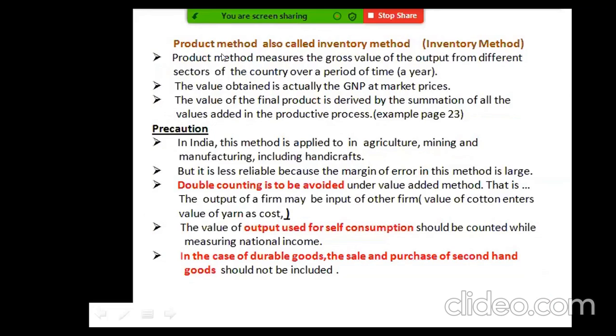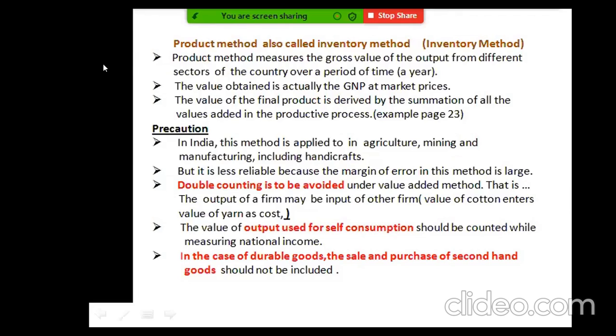Mind this, first one is the product method. It's also called the inventory method. Inventory means something creating new. The producer is also called a changing agent of the society. That means he produces goods for future demand. Out of his scientific forecast on the future, he produces different types of goods and services for attracting the consumers. That's why he is called an inventor.